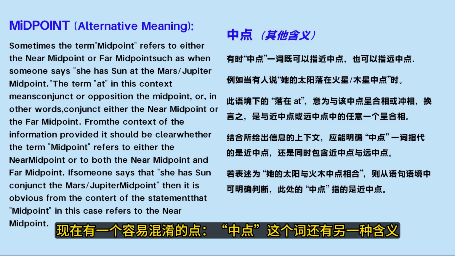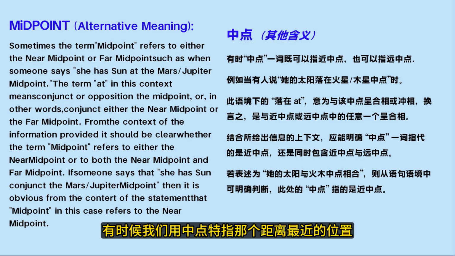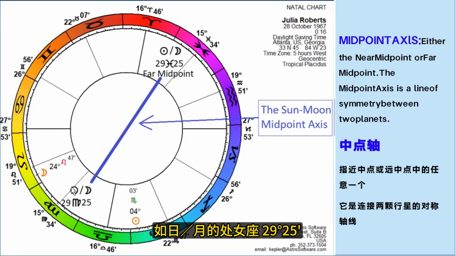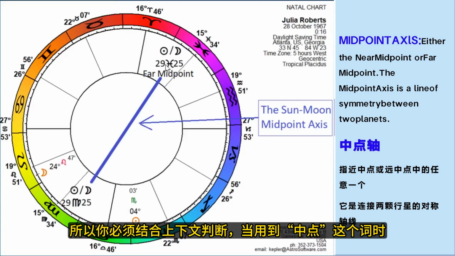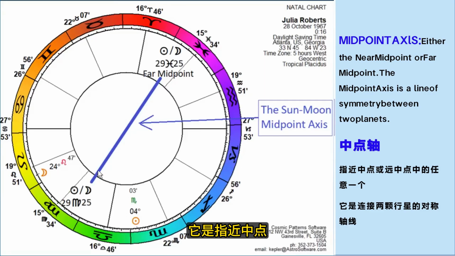Now, here's where it starts to get a little confusing. An alternative meaning for midpoint. Sometimes we use the word midpoint to mean that closest distance, that 29 Virgo 25 for the sun and moon. That's the midpoint. However, in some contexts, the word midpoint can mean either 29 Virgo 25 or 29 Pisces 25 in this case. So you have to tell from the context when the word midpoint is used. Does midpoint mean near midpoint, or does it mean either the near midpoint or the far midpoint?